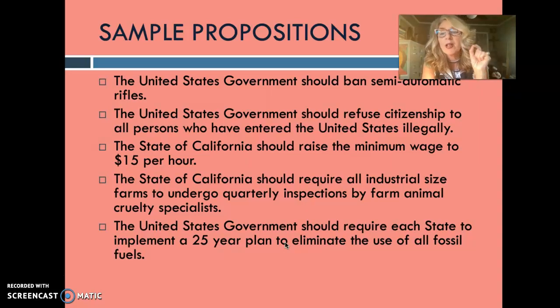So if you're the affirmative, this is their proposition: implement a 25-year plan. The question I would ask is, is the government going to tell them? Who's going to oversee this? Then I would say, to eliminate the use of all fossil fuels, can you explain where all fossil fuels are used? That's what I'm saying. You need to think analytically about these propositions.